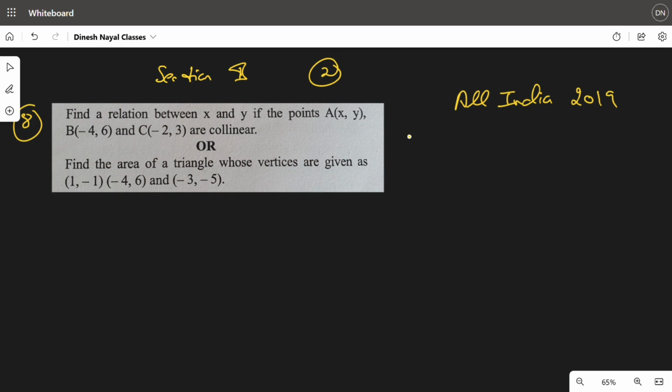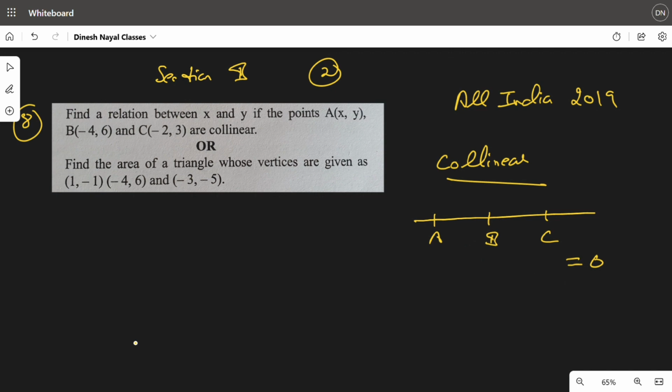Okay. So they have given that they are collinear. So we know that if the 3 points are collinear, simply, collinear means they lie on a single line. That is, we can do like this: A, B, C. They all lie on a single line. What does this mean? This means that the area of the triangle formed by these 3 points will be equal to 0. So what we are going to do is use that formula of the area of triangle and put that equal to 0. And we will get the relation between x and y.